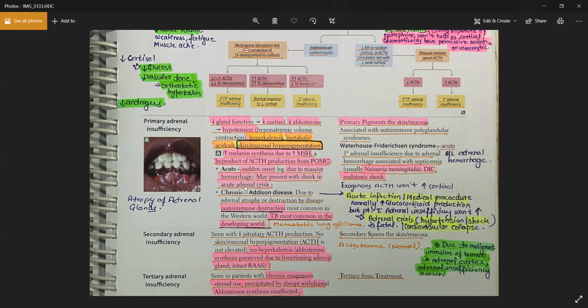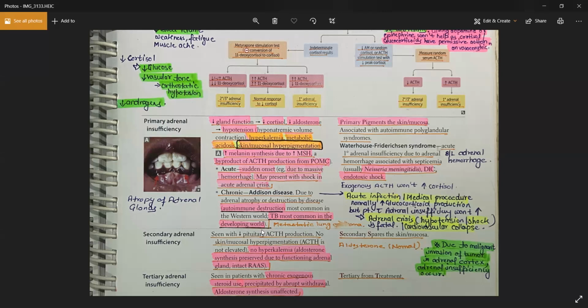The chronic one is most commonly due to autoimmune disease, and TB is very common in the developing world. Very important: TB is the most common cause in the developing world. Whenever systemic tuberculosis happens, it can reach the adrenal glands, and there it can cause the insufficiency. In the Western world, it would be autoimmune destruction. So for primary adrenal insufficiency, you will always get hyperpigmentation. As you can see, this is the mucosal hyperpigmentation on the gums. You will get hyperpigmentation of the lips, and of the skin.